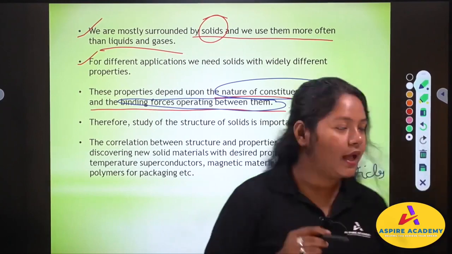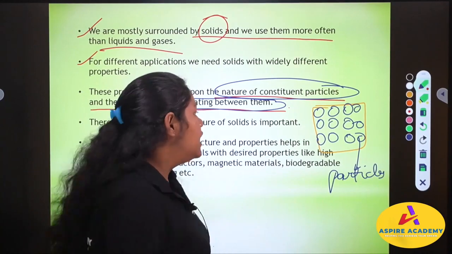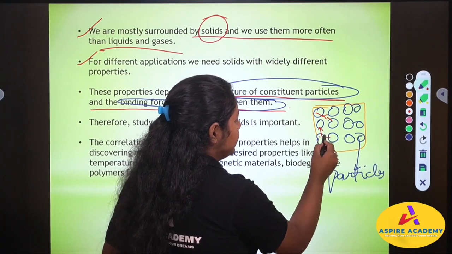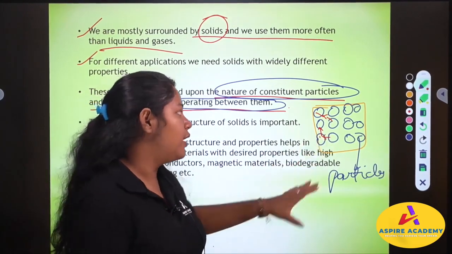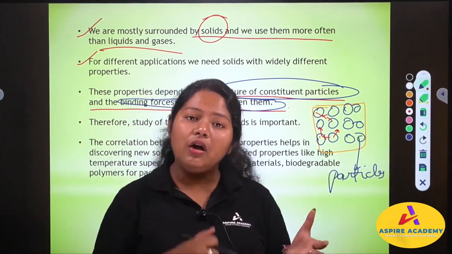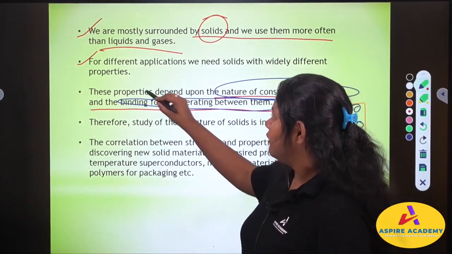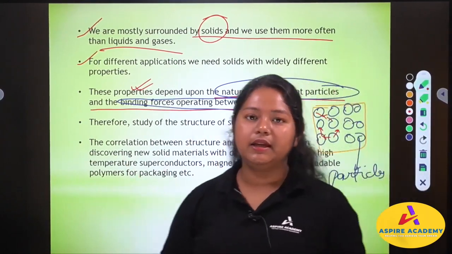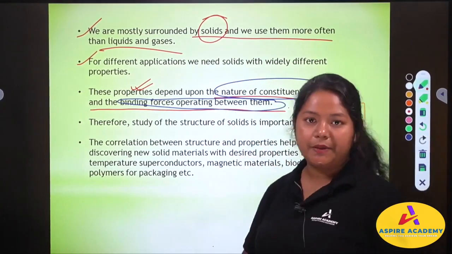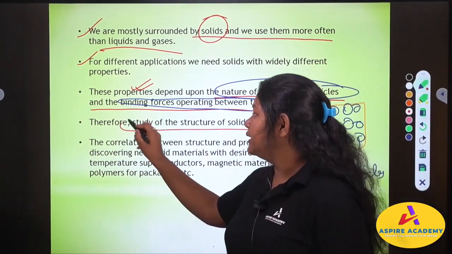Now, with what force? As I told you, matter has particles inside it. Whether these particles are attracting each other, or they are in complete opposite direction, whether they are in attraction or in repulsion, all these factors hugely affect the property of a solid. Done? You have understood that the properties depend upon two things: the nature of the constituent particles and the binding force operating between them. Understood? Therefore the study of the structure of solids is important, right?